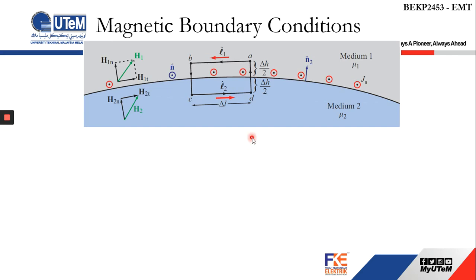Okay, now I'm going to talk about magnetic boundary conditions. In this part, we want to know what the characteristics are when a magnetic field passes through two different mediums, as shown in the figure here. So we have two mediums. Medium one has permeability mu1, and medium two has permeability mu2. So they have different permeabilities.